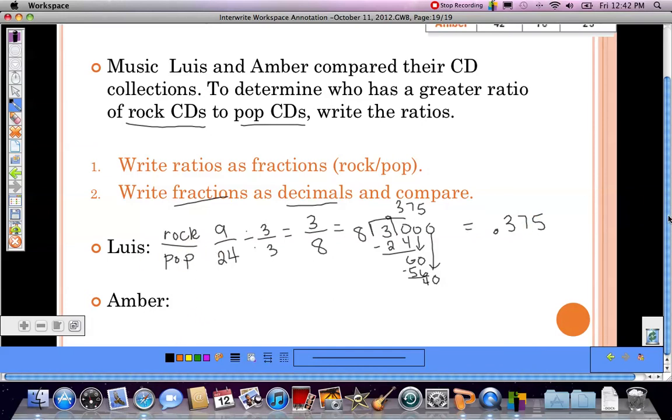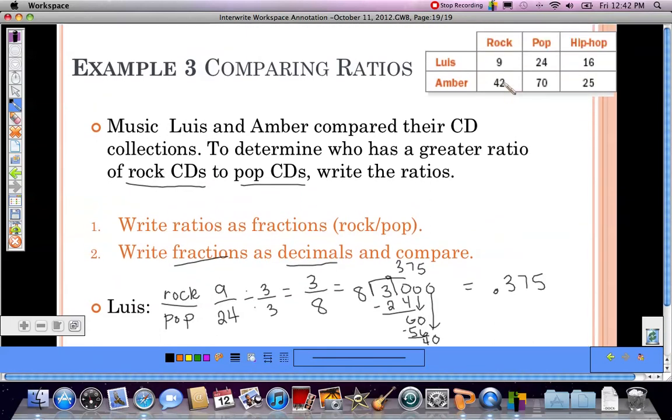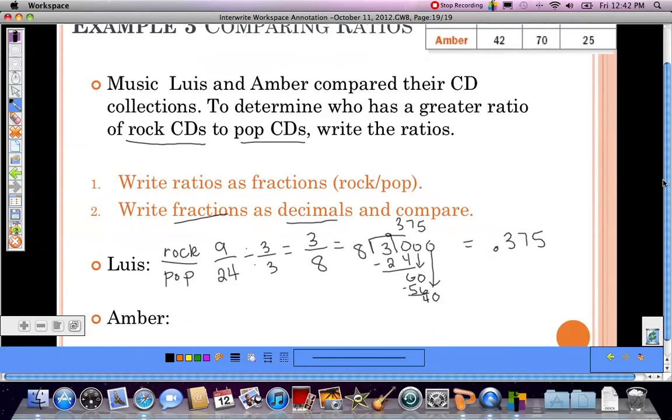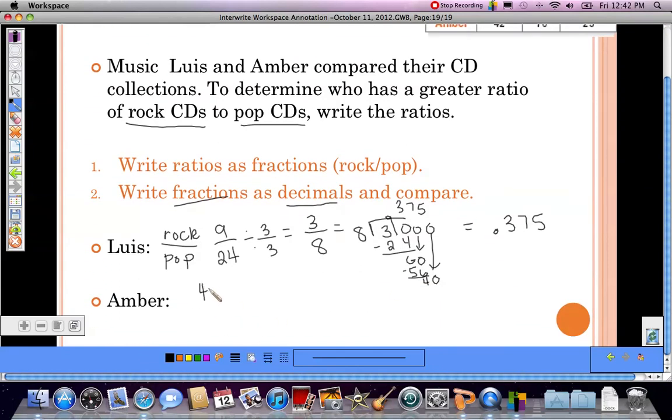Now for Amber, again, we'll scroll up and look at her ratio of rock to pop. It would be 42 compared to 70. So we'll write 42 over 70, and again, my suggestion would be definitely to simplify first. I can think of a common factor of 7. That would be 6 over 10, and that looks like it'll reduce again. 6 divided by 2 is 3. 10 divided by 2 is 5. So we've got 3/5 here.